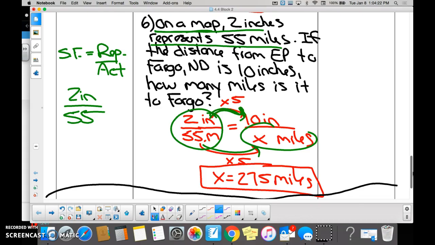Last thing, scale factor is what? What's the top number again? Representation. Say that again. Representation. What's the bottom number? Actual.